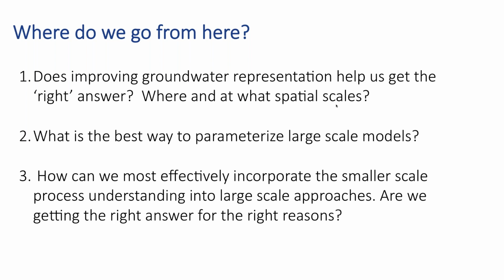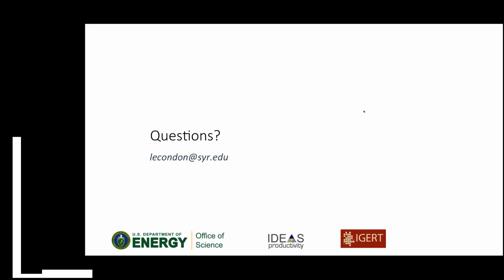And then, of course, what is the best way to parameterize these really large-scale models? Because it's, of course, always a challenge when we need to get high-resolution data that is spatially distributed. And then I think also figuring out how we can incorporate smaller-scale process understanding into these large-scale approaches. Even at 1 kilometer resolution, of course, we know that we're coarse relative to other processes. So how can we best incorporate subgrid heterogeneity? And if we're going up to larger scales, what do we do then? And really to work on evaluating our models so that we can make sure that we're getting the right answer for the right reasons. And with that, I think I'm done, and I'll ask for questions.